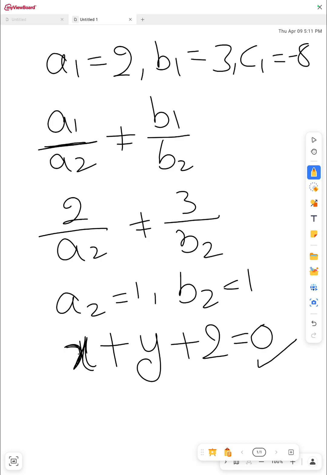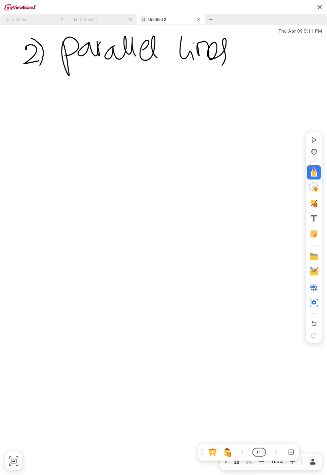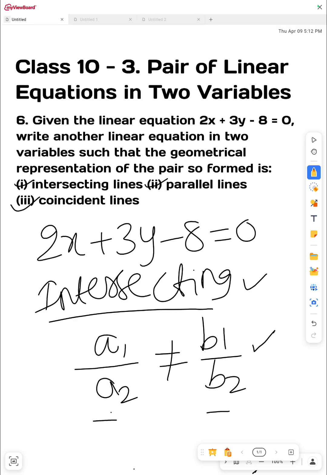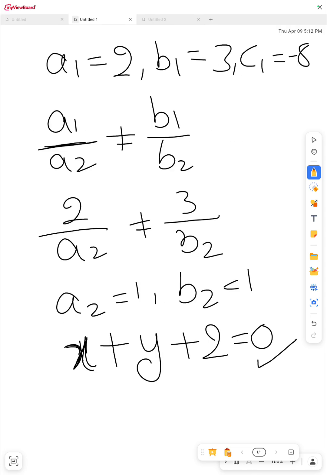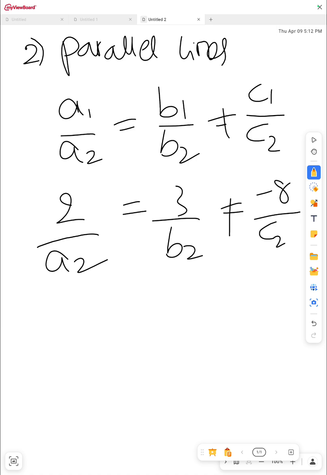Now we will go for parallel lines. What is the condition for parallel lines? a1 by a2 is equal to b1 by b2 is not equal to c1 by c2. And the a1, b1 and c1 values are already given: 2 and 3, and c1 is minus 8 by c2. How can these two ratios be equal, which means a2 and b2 should be in the same proportion? How can we write it?